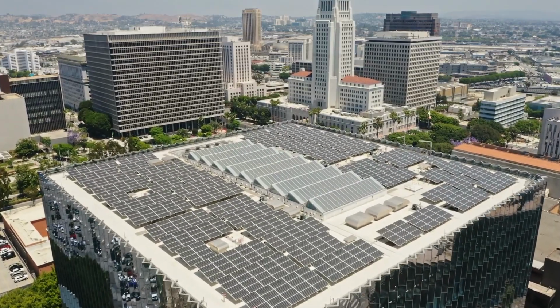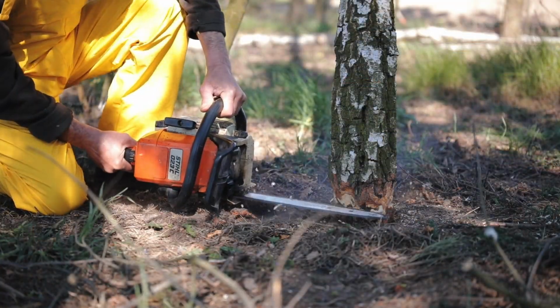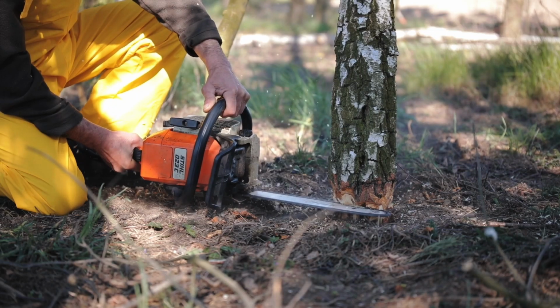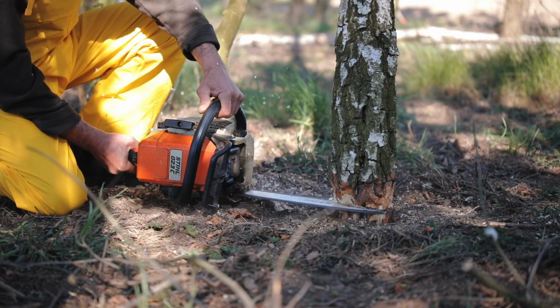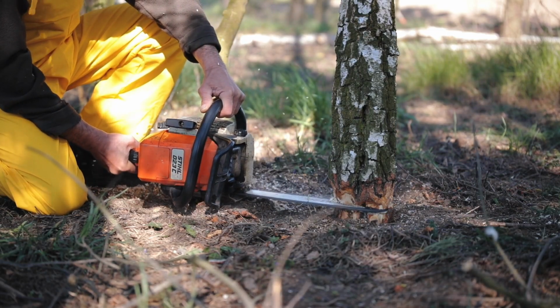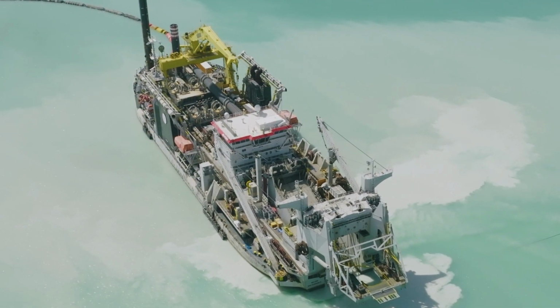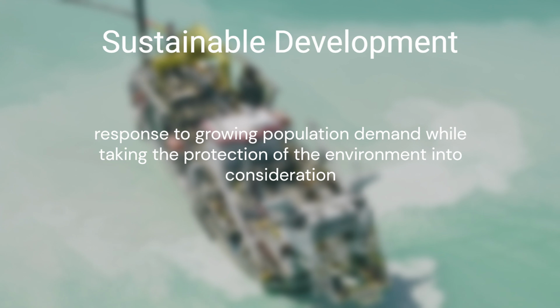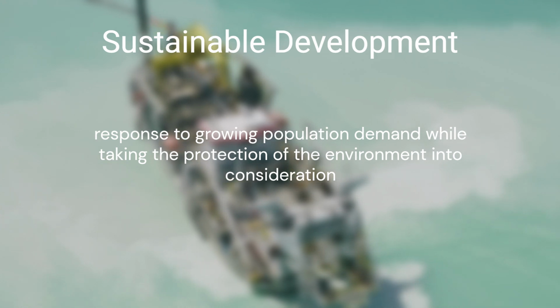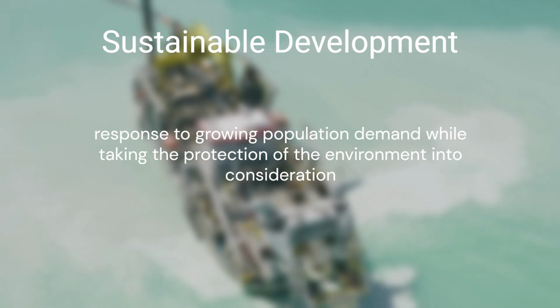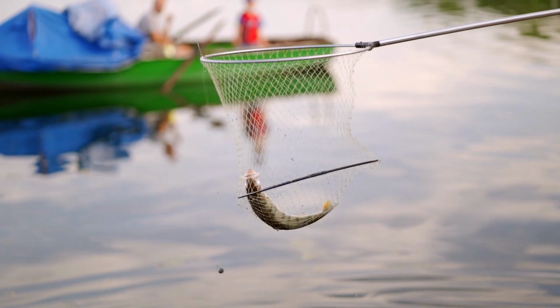Habitat destruction is another huge problem. Human activities like deforestation, dredging wetlands, and building on sand dunes are changing landscapes and wiping out ecosystems. But there's hope. Through sustainable development, we can meet growing demands while keeping environmental protection in mind. This means balancing what we take from nature with what we give back.